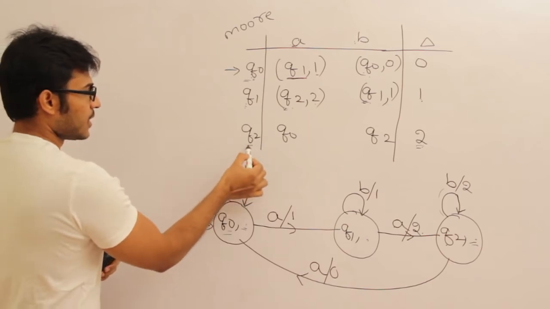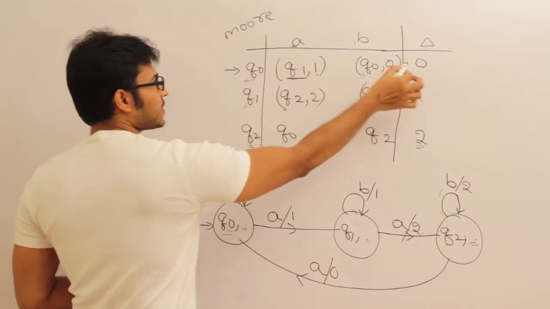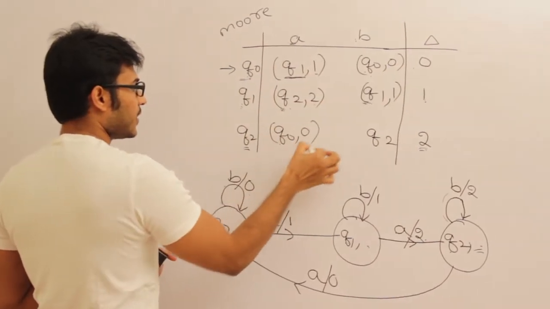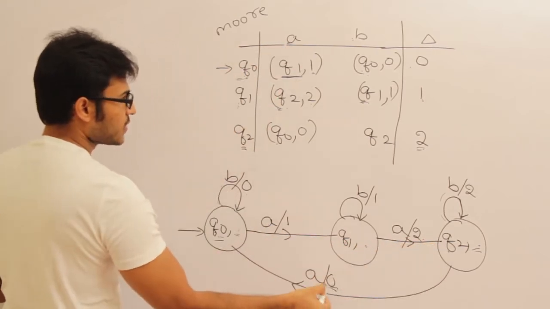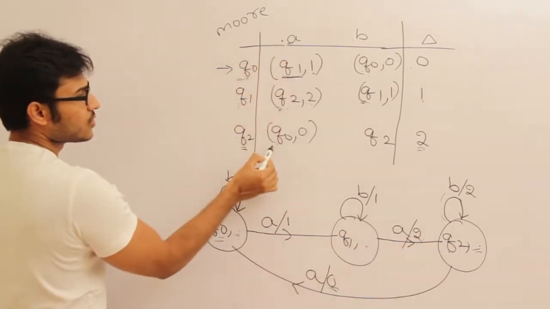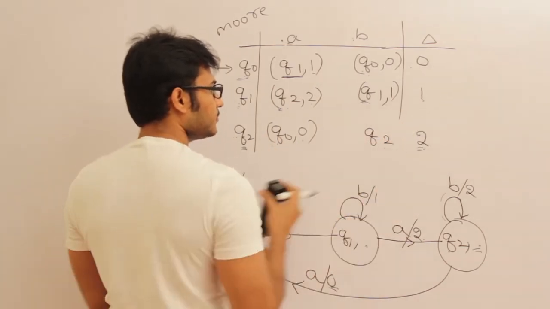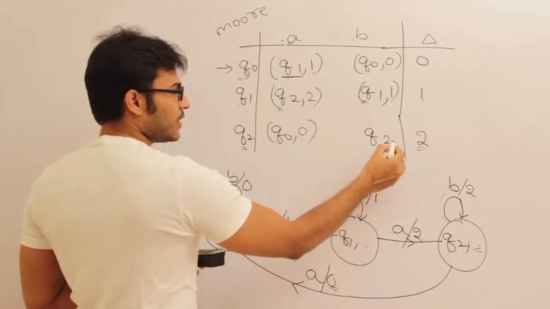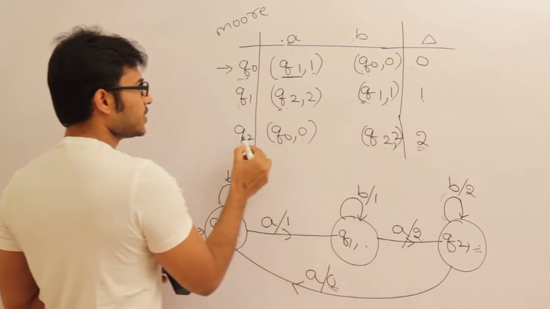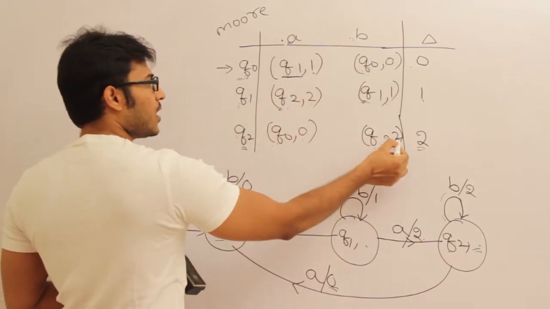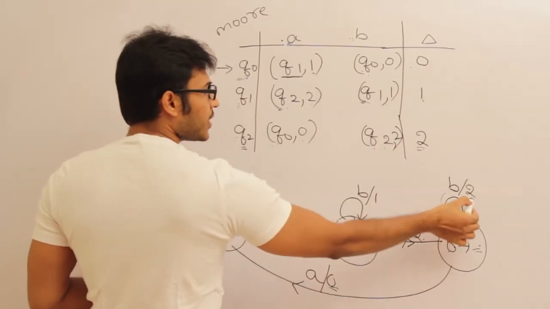Next one, check this. What about Q0? The output associated with Q0 is 0. Therefore Q2 on A is going to Q0 and output is 0. Now see this, Q2. Fine. So Q2, what is the output associated with Q2? It is 2. Therefore I am writing it as 2. Which means Q2 on B is going to Q2 and the output is 2.